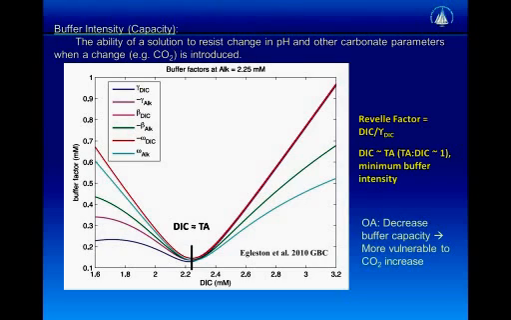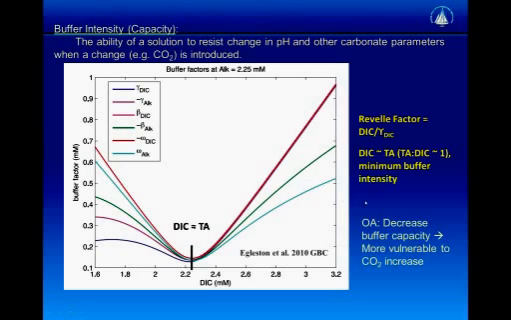So other than the buffer factor, you can also simply use the DIC to alkalinity ratio to describe this, which I show briefly in this slide. When the alkalinity equals DIC, the buffer capacity reaches a minimum. We are on the left side of this point right now, for the surface ocean. The effect of ocean acidification is basically to decrease the buffer capacity of the surface ocean. This makes the seawater more vulnerable to CO2 increase.